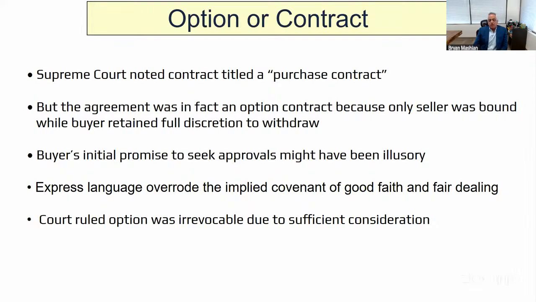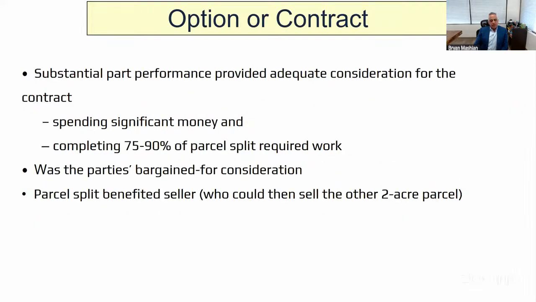There was an argument that there's an implied covenant of good faith and fair dealing by law. Doesn't that suffice? And the court said the actual language of the contract overrode that implied covenant. And the court said in this situation, the option was supported by consideration. If you go to the next slide, please, Chris, the court said, even though the contract at the start was maybe an unenforceable illusory option, when the buyer substantially performed what the bargained-for consideration was, that made it a binding contract.